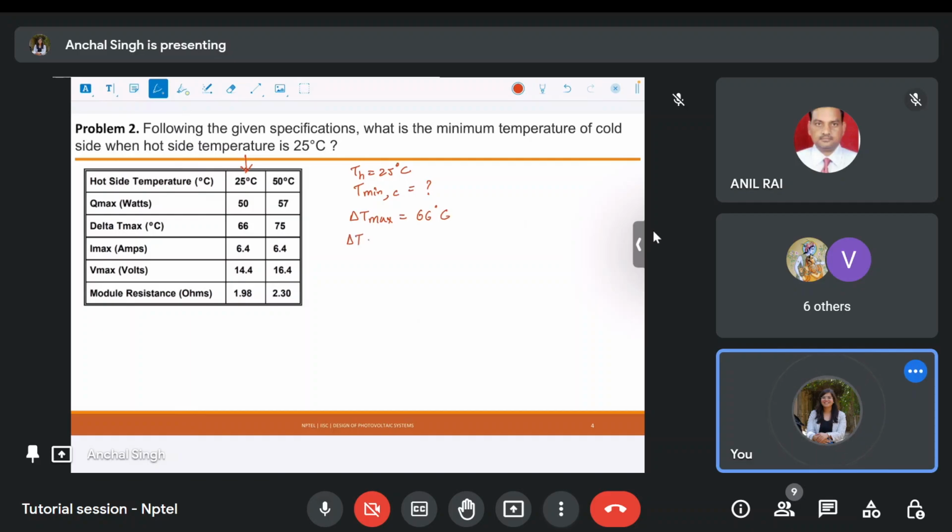So delta T is equal to T hot minus T cold, right? So T cold will be equal to TH minus delta T. TH is given as 25 degrees Celsius, delta T maximum is 66 degrees Celsius. So TC minimum will be given as TH minus delta T maximum. So this is given as 25 degrees Celsius minus 66 degrees Celsius. And this TC minimum comes out to be minus 41 degrees.